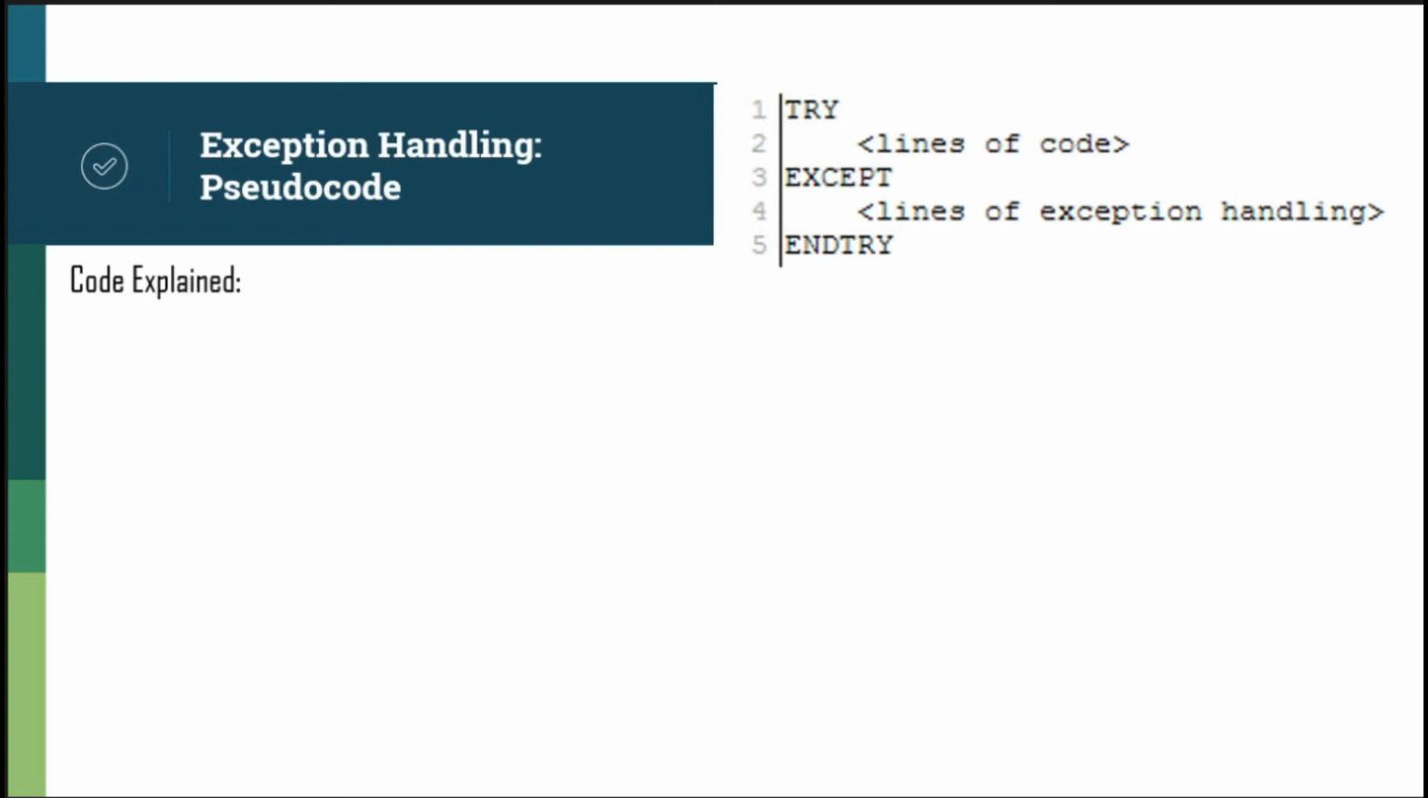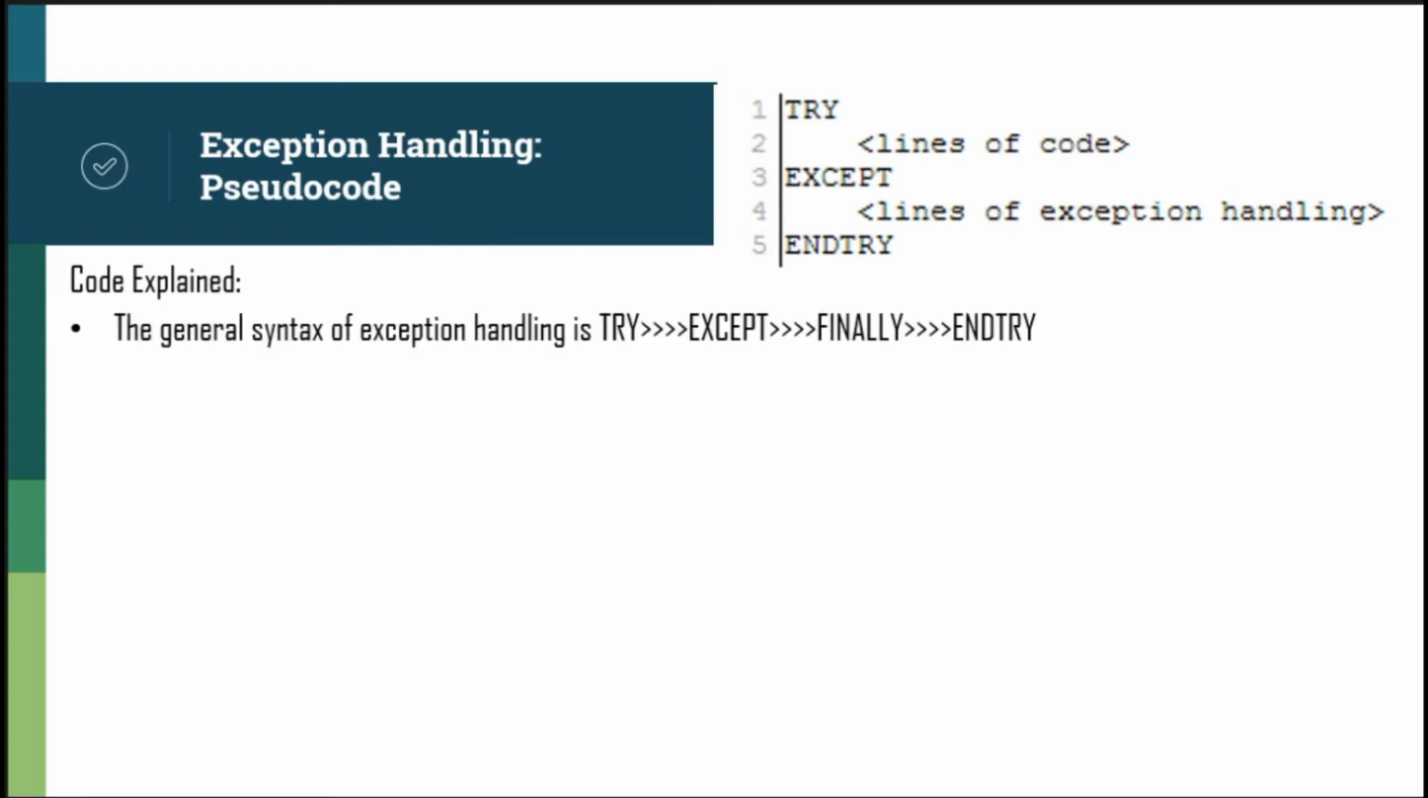Everything between try and except is called the try block. And then this is called the except block. So, we explain the code. The general syntax of exception handling is try, except, finally, and end try. Finally may be there and it may not be there, depending on the situation. And I'm going to explain what finally does as well.